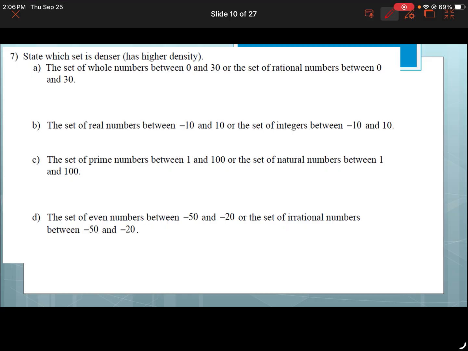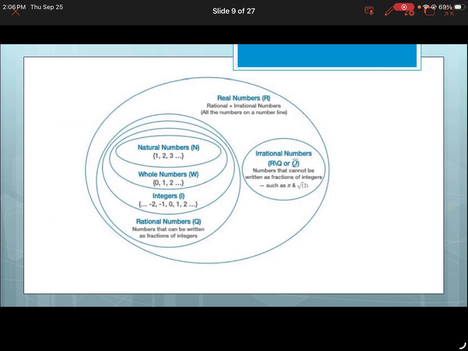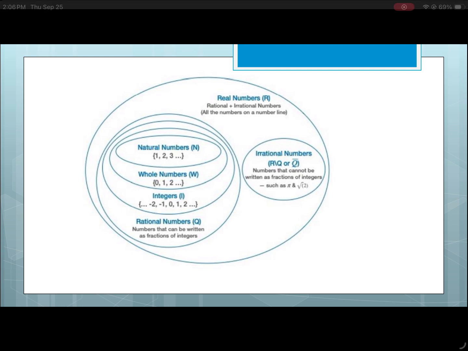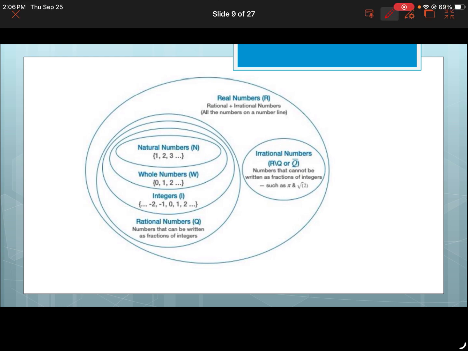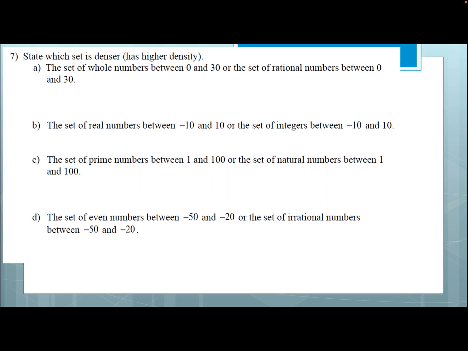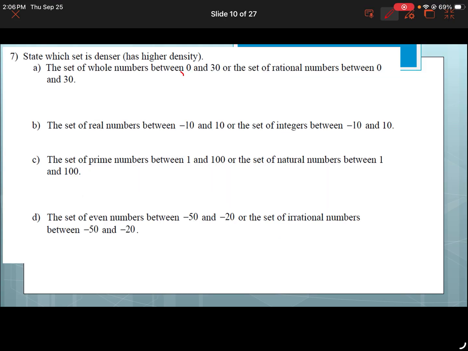Okay, the set of whole numbers between 0 and 30. If you forget what whole numbers are, the whole numbers are the numbers 0, 1, 2, 3, 4, 5, 6, right? All positive numbers with 0. So the set of whole numbers between 0 and 30, there's 31 of them, isn't there? There's 31. But the set of rational numbers between 0 and 30, there's infinity.